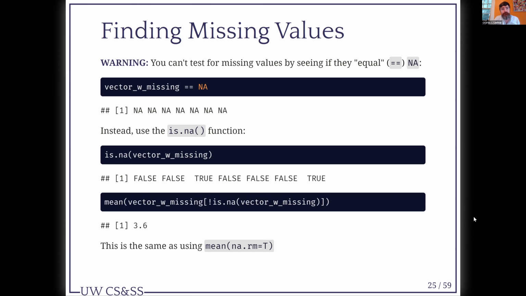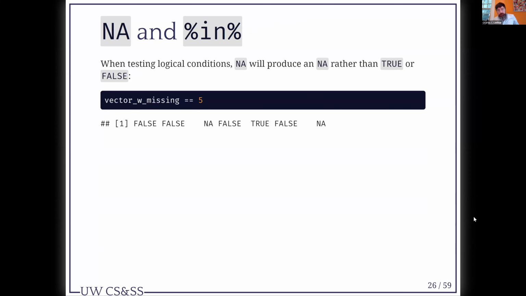Okay. So a weird thing about R. Well, I shouldn't say the weird thing yet. Like I said, if you're testing logical conditions here, NAs produce an NA rather than a TRUE or FALSE. If I say vector W missing equals 5, it will give me a FALSE in the numeric values that are not 5. Where it's an NA, it will give me an NA. Where it's a 5, it will give me a TRUE. It makes sense. I can't test to see if this left side over here, an NA, is equal to 5 because there's nothing there to test.